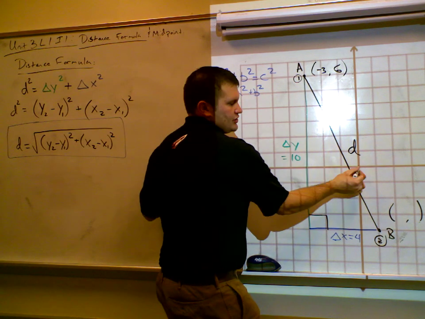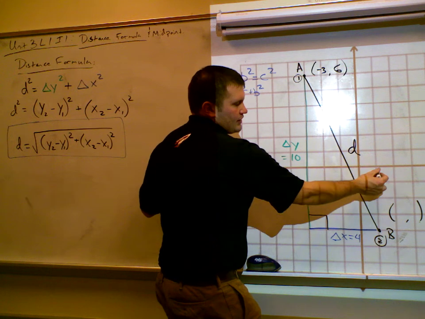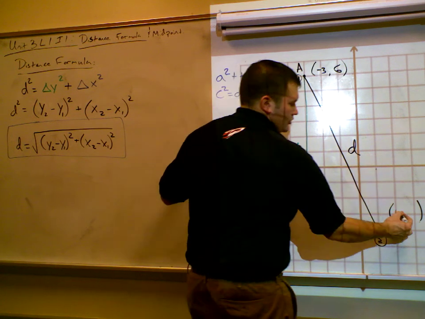Okay. So here's 0, 0. How far did I go? I went over 1, down 4. So this is 1, -4.